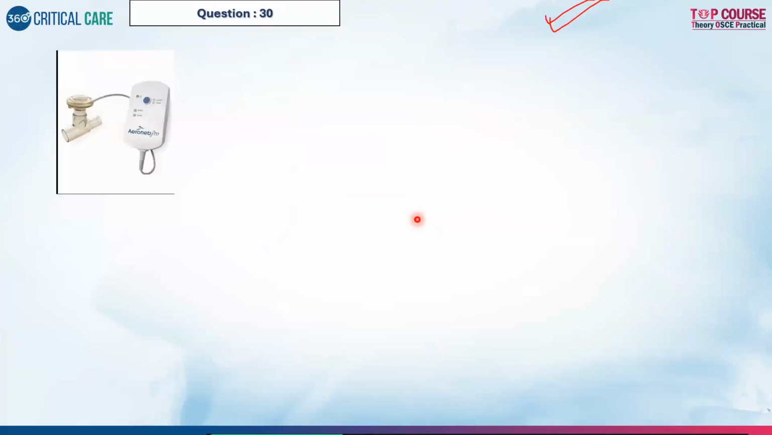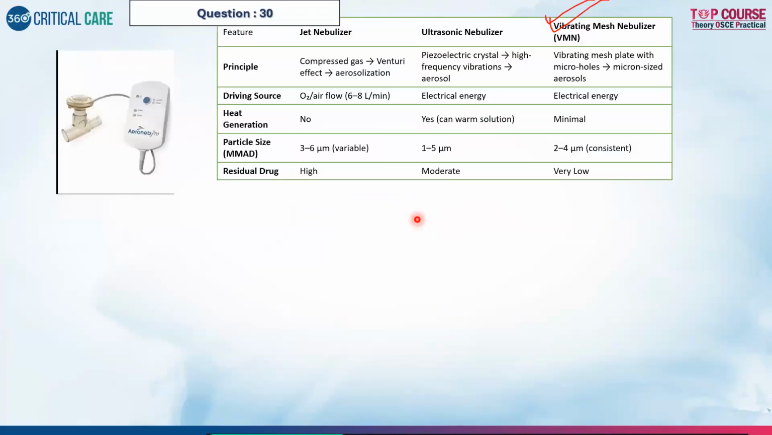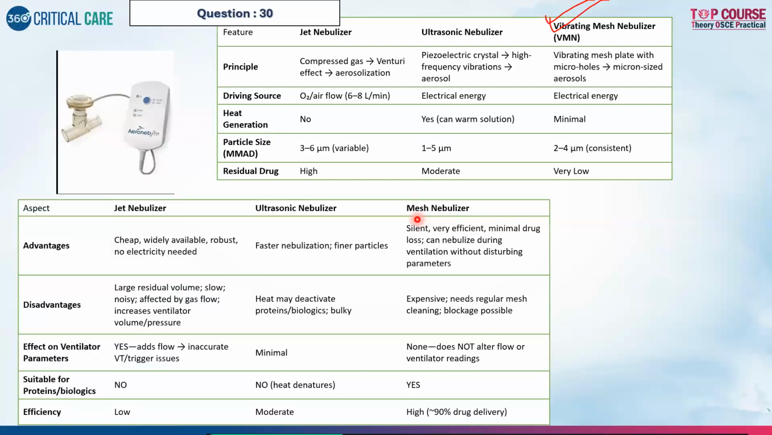Next, this instrument, which is nothing but your vibrating mesh nebulizer. Please talk about the principle, that is a vibrating mesh plate with micro holes. Micron size aerosols are introduced, and the driving source is electrical energy. Heat generation is minimum and a consistent particle size of 2 to 4 micrometers can be delivered. Residual drug is very low in case of a vibrating mesh nebulizer. Please know the advantages and the disadvantages.